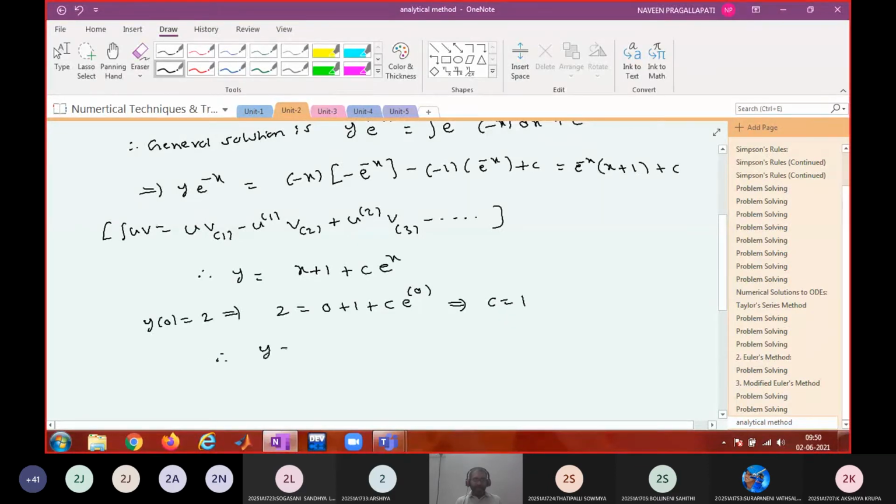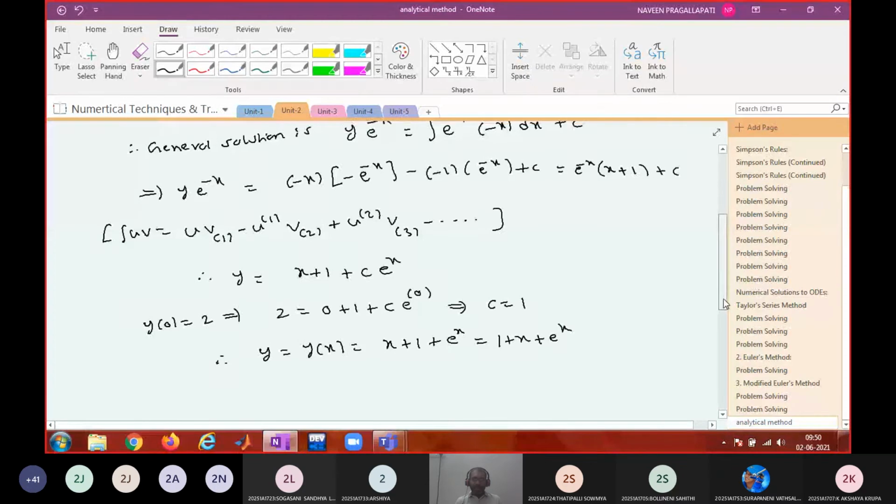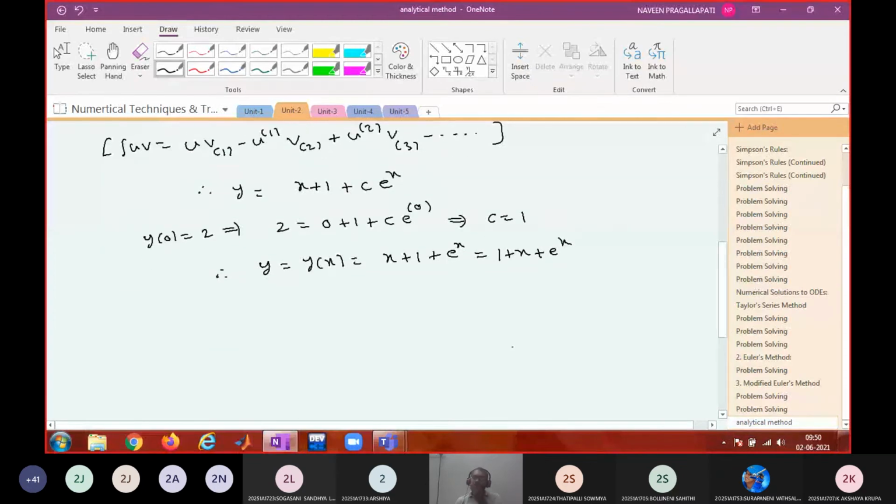y of x is equal to x plus 1 plus e power x, or 1 plus x plus e power x. Okay, now this is the exact value. Now you find out the true values. What are the true values?